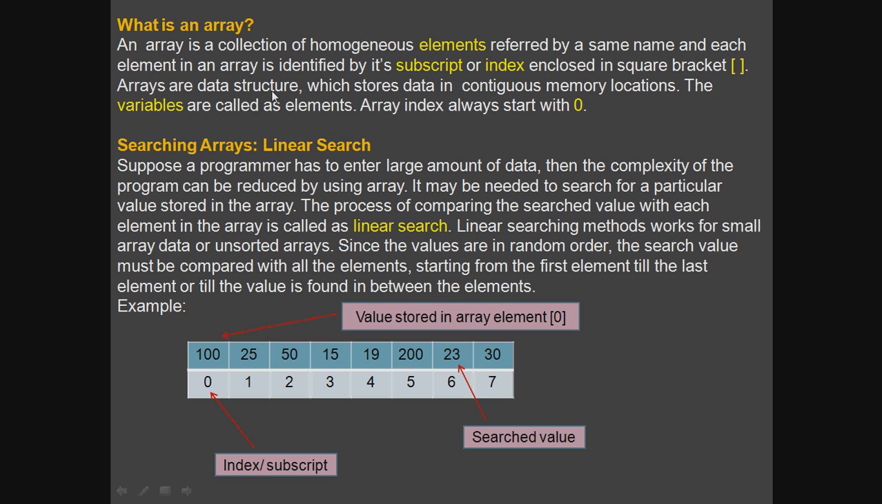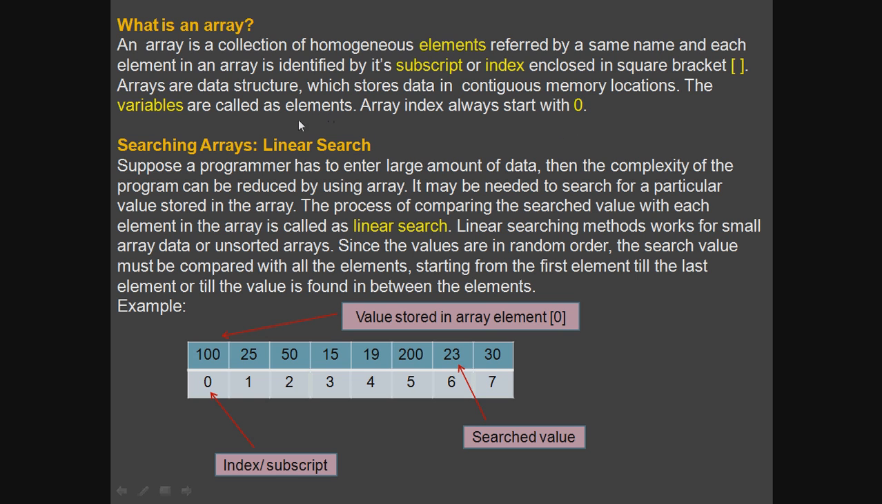So arrays are data structures. What a data structure is, we'll see later on in the next year. Just remember that arrays are data structures, which show how the data are stored in memory and how they are obtained. An array stores data in contiguous memory locations. Even the values stored in an array have memory locations that are contiguous, like sequential, one after the other. The variables here are called elements. Array index always starts with 0.